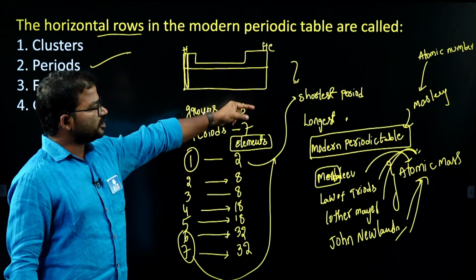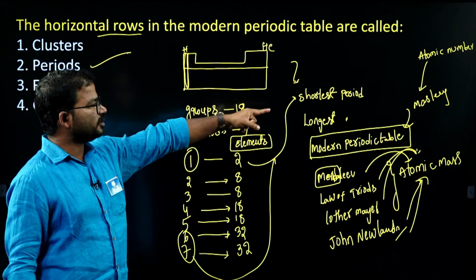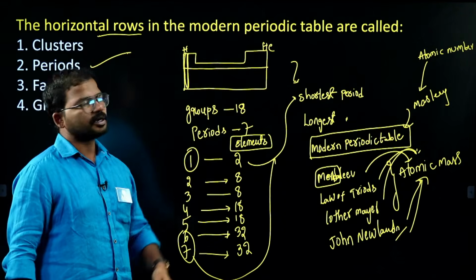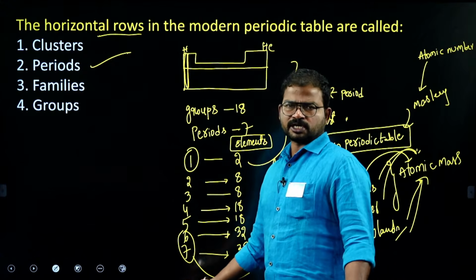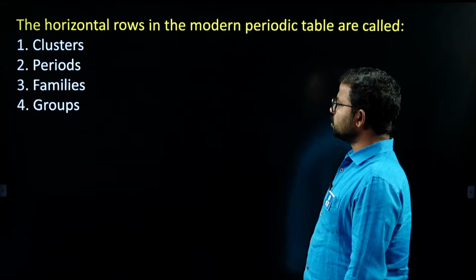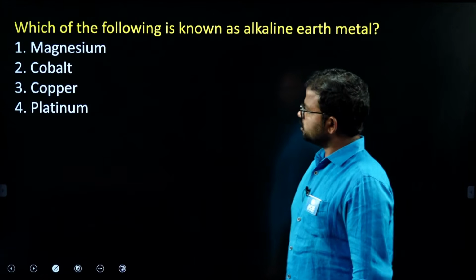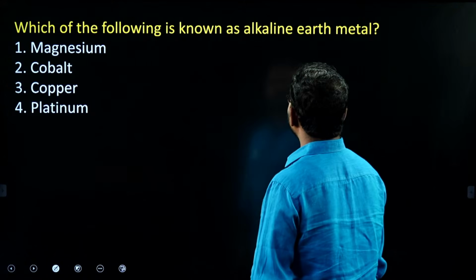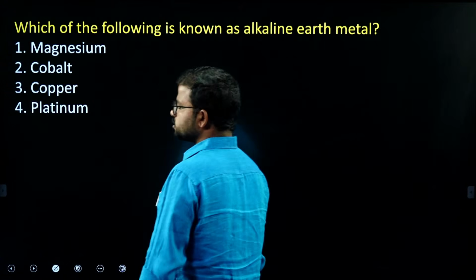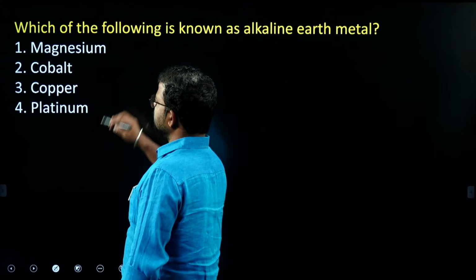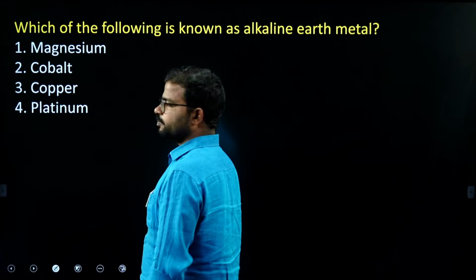But this one is completely different. The modern periodic table proposed by Moseley is based on atomic number only. Atomic number means nothing but electron configuration. Right. Which of the following is known as alkaline earth metal? Magnesium, cobalt, copper, platinum.